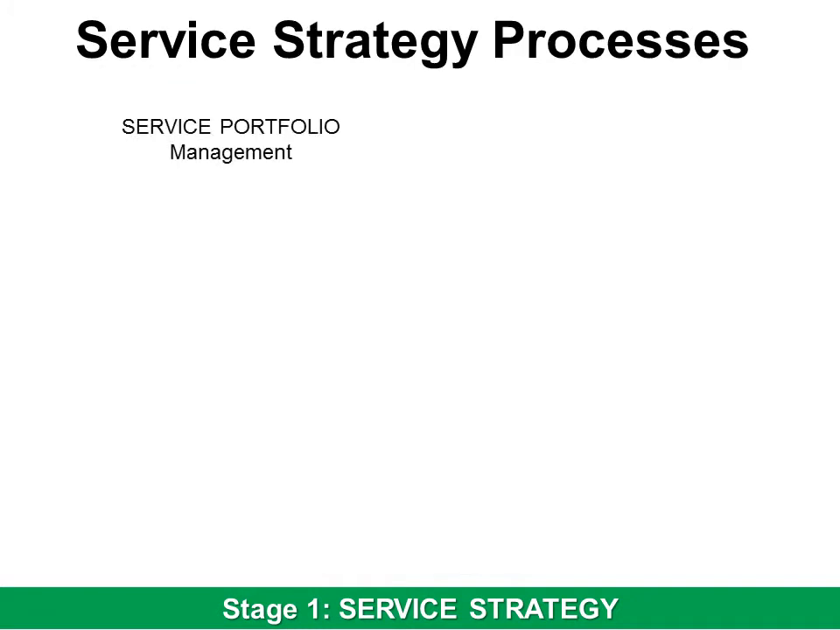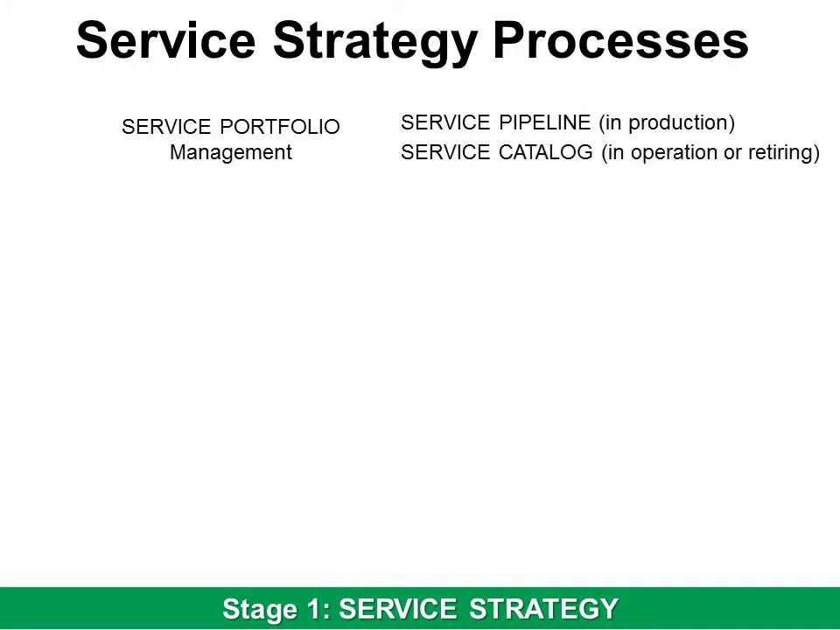There are 3 main service strategy processes. If we were a startup, we're going to need a product to sell, and that is service portfolio management. And that includes 2 parts. The service pipeline, that's the stuff that's still in production. Those are the things that our developers are still developing. And then the service catalog, that's what our salespeople are now selling. Those are in operation or retiring.